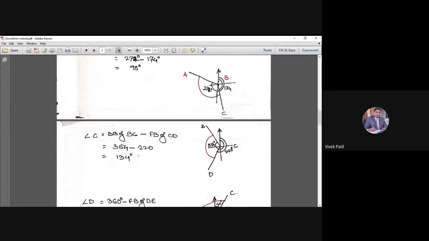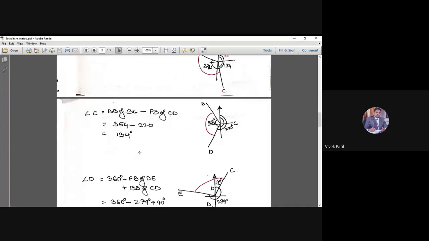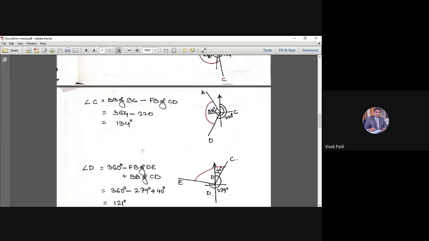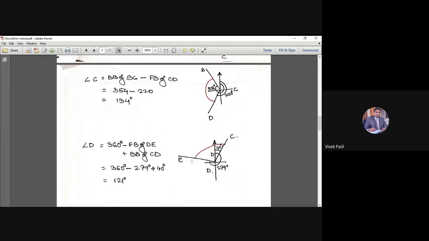Okay. You have calculated this as exterior angle. For angle D, you have calculated this as exterior angle. Okay. So whatever you have calculated, what was the angle you have calculated? 239, sir. That was the exterior angle. I want interior angle.